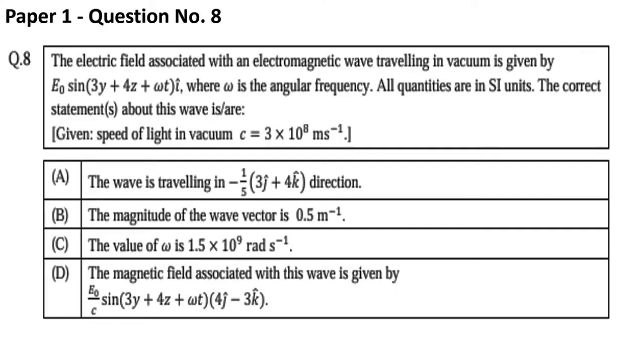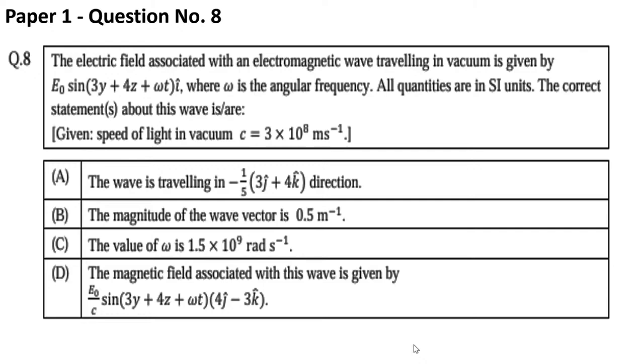So they have given the electric field as E naught sin(3y + 4z + omega t) i cap, where omega is the angular frequency. All quantities are in SI units. The correct statements about the wave are: they have given the speed of light in vacuum as 3 × 10^8 meters per second. Option A: the wave is traveling in the direction of minus 1 by 5 (3j cap plus 4k cap).